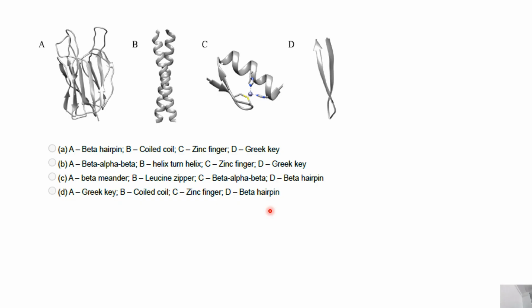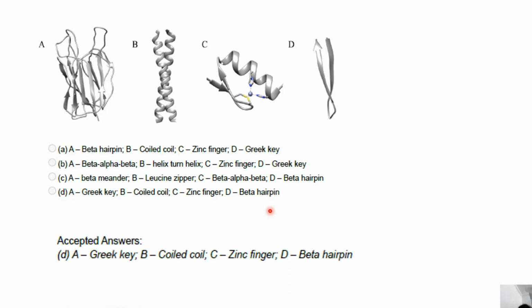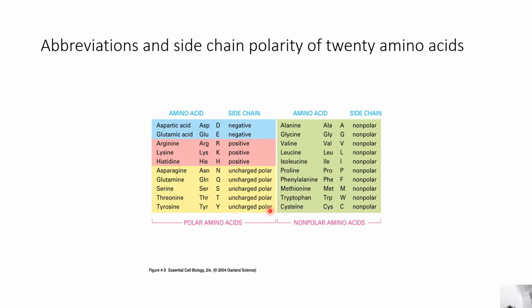So we'll discuss this question. So the answer is the first one is Greek key, second one is coil, third one is zinc finger, and D is beta hairpin. Now we know about the chemical structure of the amino acid, nothing new.